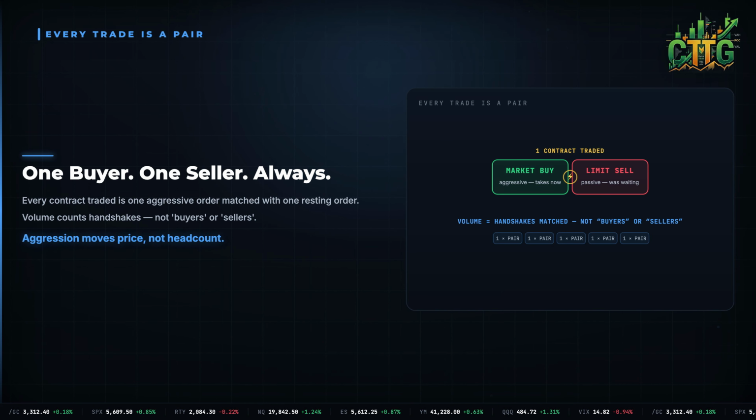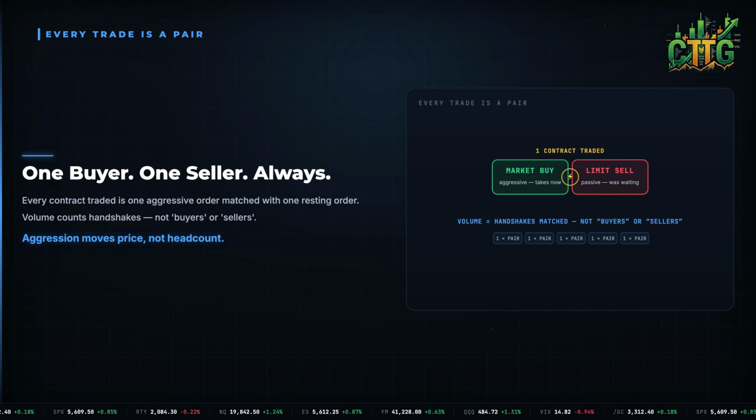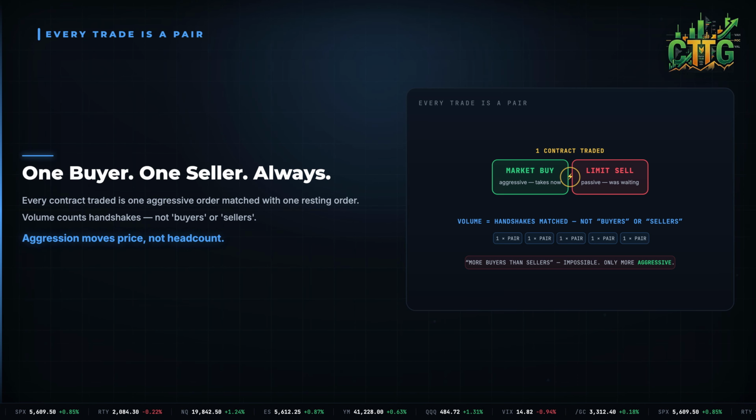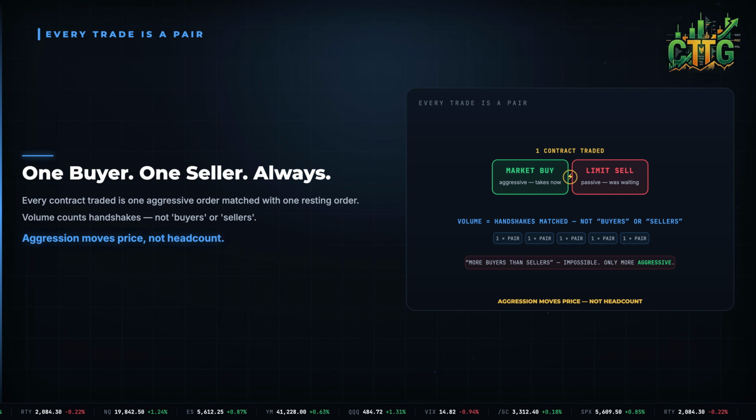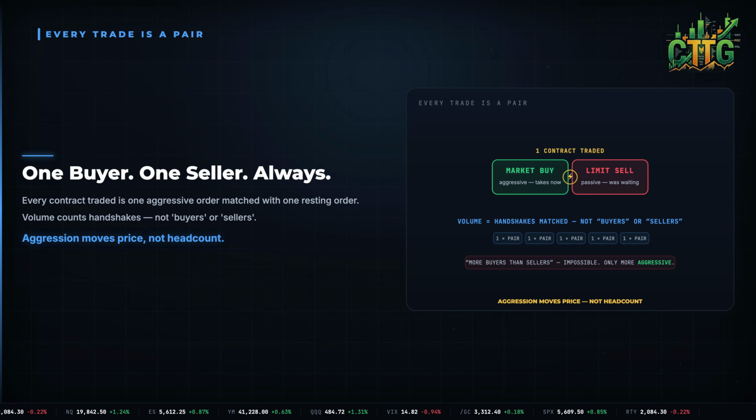When you hear traders say there were more buyers than sellers today, that's technically impossible. What they mean is buyers were more aggressive. They crossed the spread and paid up. Aggression, not headcount, is what moves price.